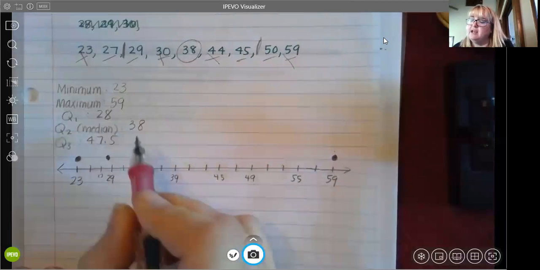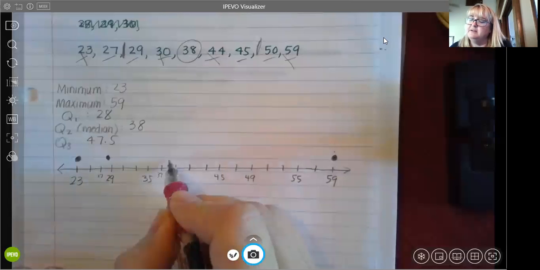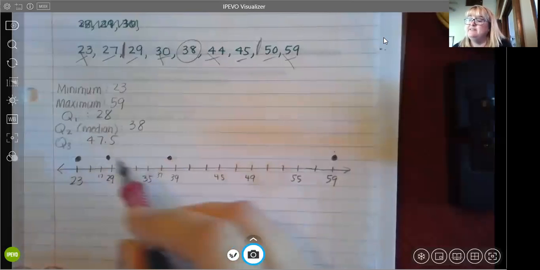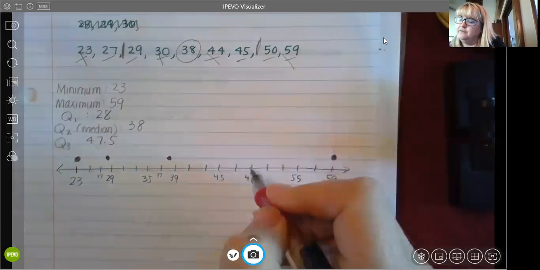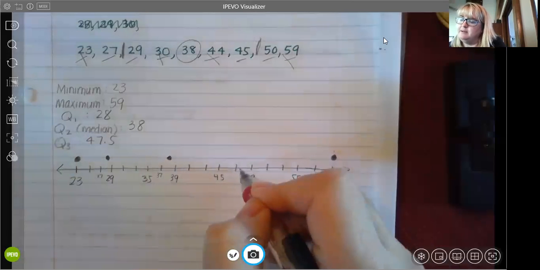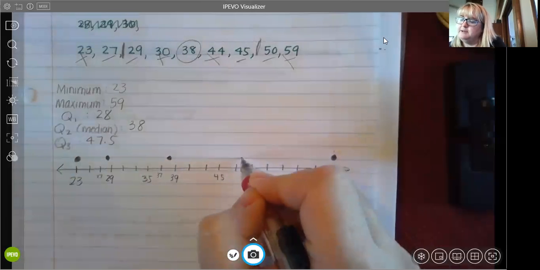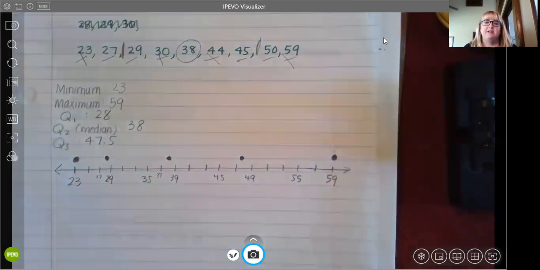We need one at 38. There's 37, and 39, 38 is right in the middle. So I'm going to put a dot there. And I need one at 47.5. So 45, 47, 49, 47.5 would probably be about here. Okay. All right, so this is how a box plot works.